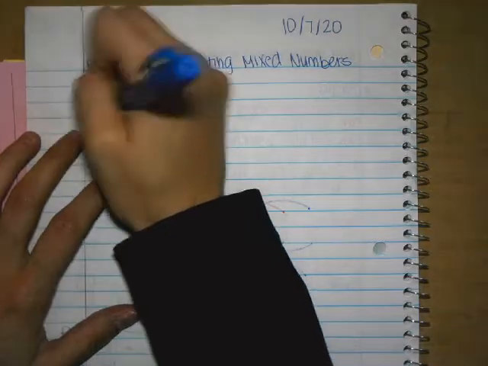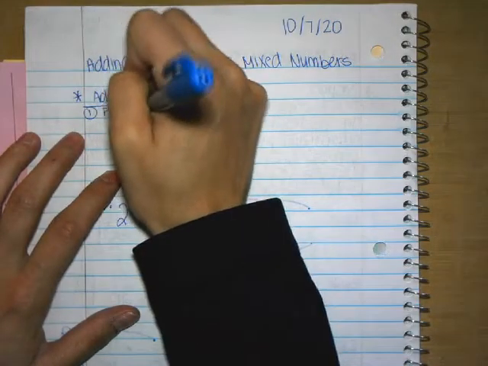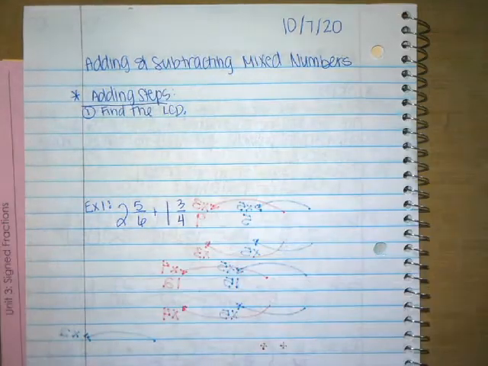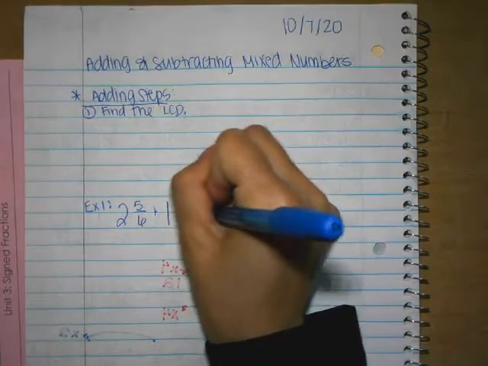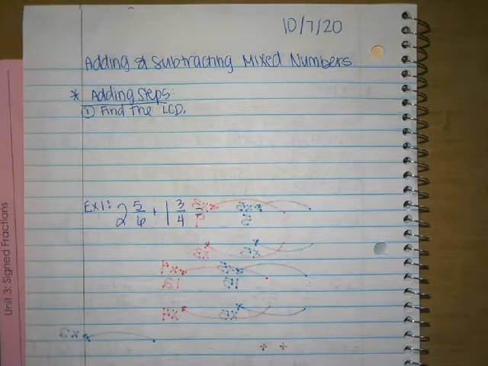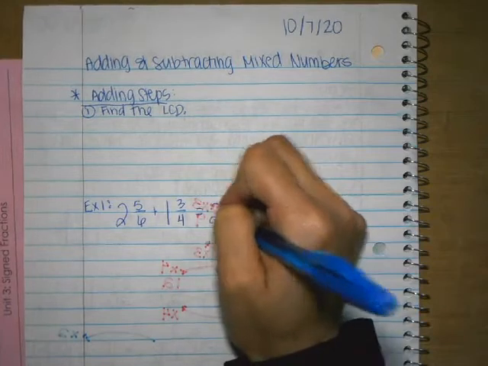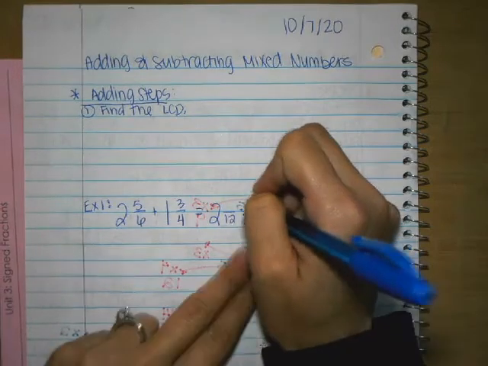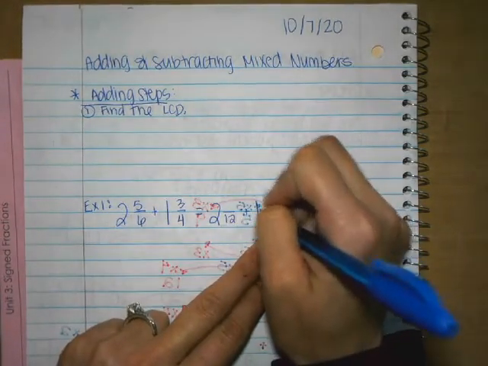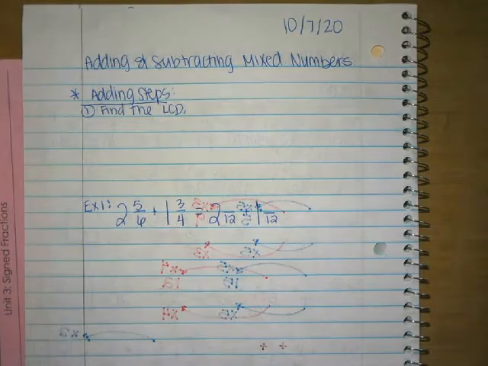So step 1, find the LCD. Find that least common denominator. I have a 6 and a 4. What is it, you guys? 12. Okay? My whole numbers are going to stay the same. So I'm going to keep my 2, but my denominators are changing. So that 6 becomes a 12. That 1 stays the same, but the 4 becomes a 12. And just like we did with fractions, you do the exact same thing with mixed numbers.